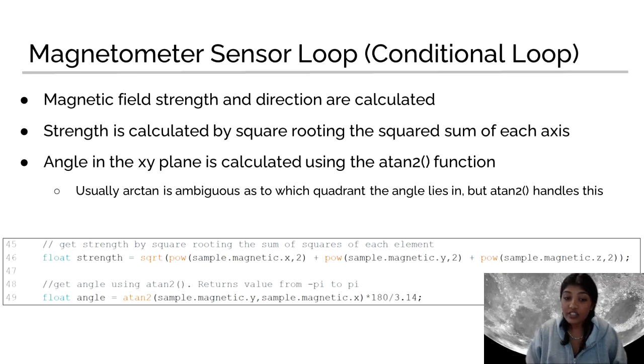Magnetometer sensor loop, conditional loop. The magnetic field strength and direction are calculated. Strength is calculated by square rooting the squared sum of each axis. Angle in the xy plane is calculated by using the atan2 function. Usually arctan is ambiguous as to which quadrant the angle lies in, but atan2 handles this.